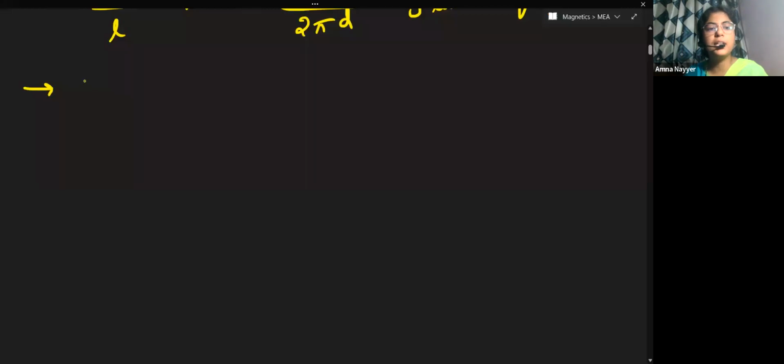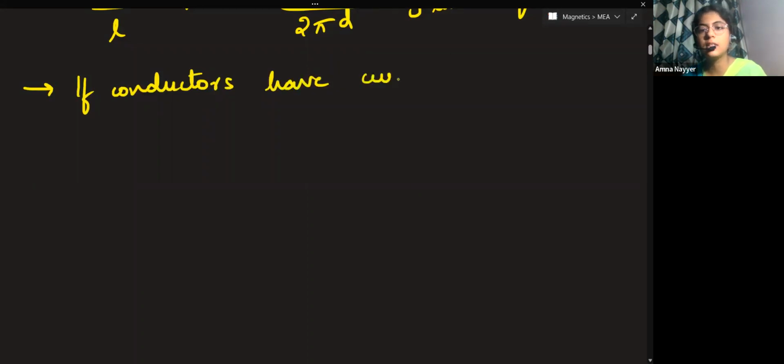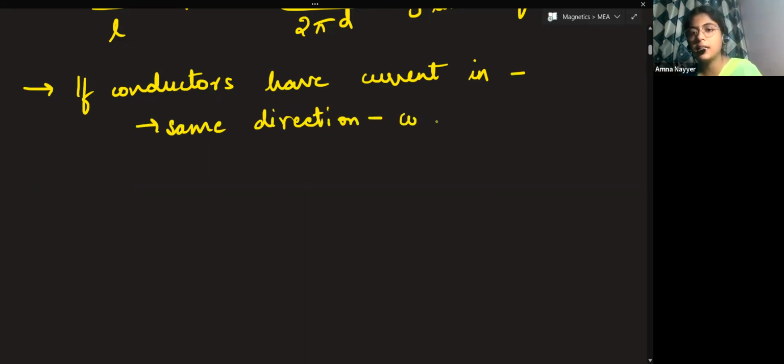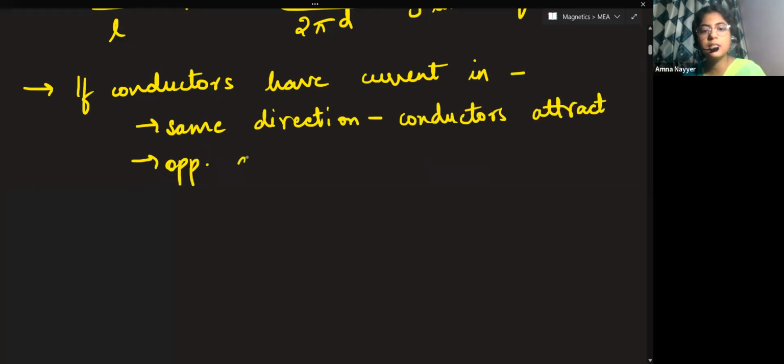Remember, if conductors have current in the same direction, conductors attract. For the opposite direction, conductors repel each other. This is the conclusion that you have to remember.